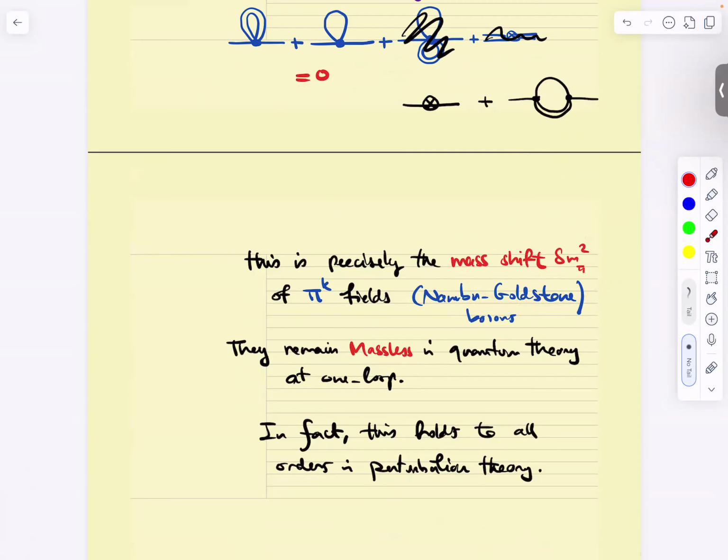The cancellation of this is important because this would have been a shift in the mass of the Nambu-Goldstone boson. And this means that at one loop, the Goldstone boson remains massless. Nambu-Goldstone bosons remain massless. In fact, there's a proof of this non-perturbatively. Non-perturbatively, they must remain massless. It's a consequence of the symmetry, even though you might at low energy not see it. They have to be exactly massless.